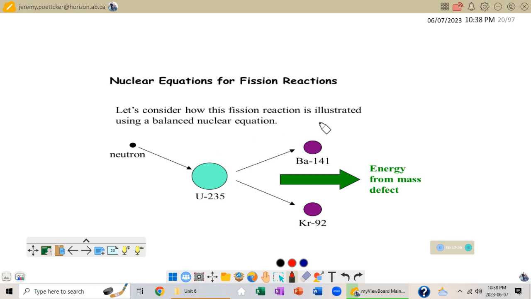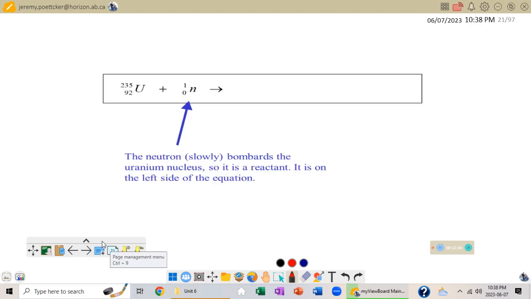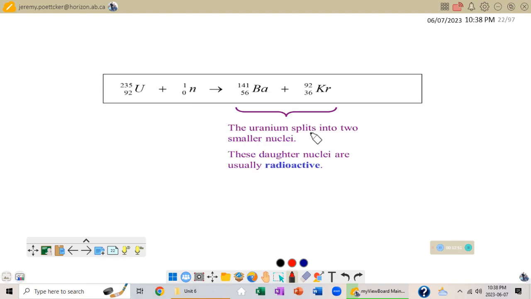So let's consider how this fission reaction is illustrated using a balanced nuclear equation. So same thing again. What do we got going on? Well, we've got uranium-235 and a neutron. And again, for this reaction to happen, this neutron has to be moving slowly, but it is a reactant, so we leave it on the left-hand side. These daughter nuclei that are created, usually they are radioactive. Now, in this case, you were told it's barium-141 and krypton-92. You might not always be told both of them, but if you're going to predict them, you would have to be at least told one of them.